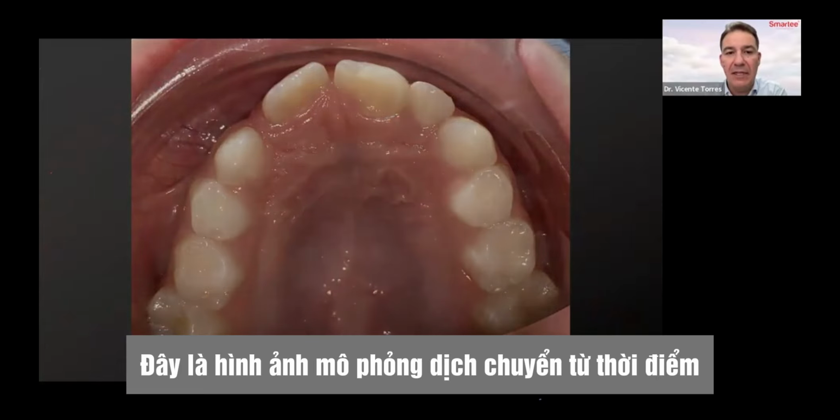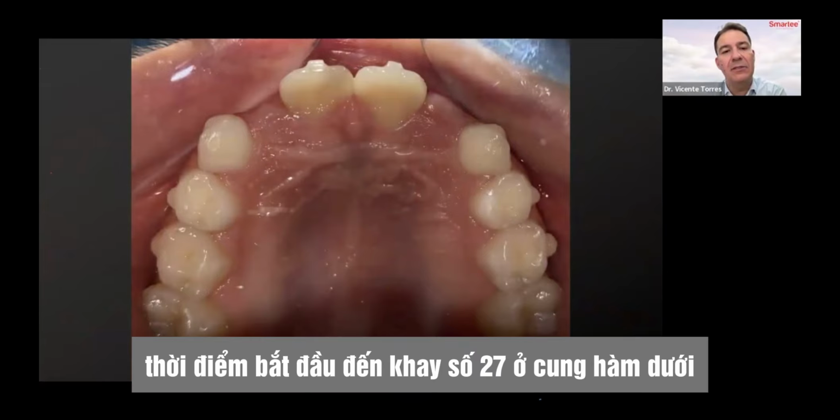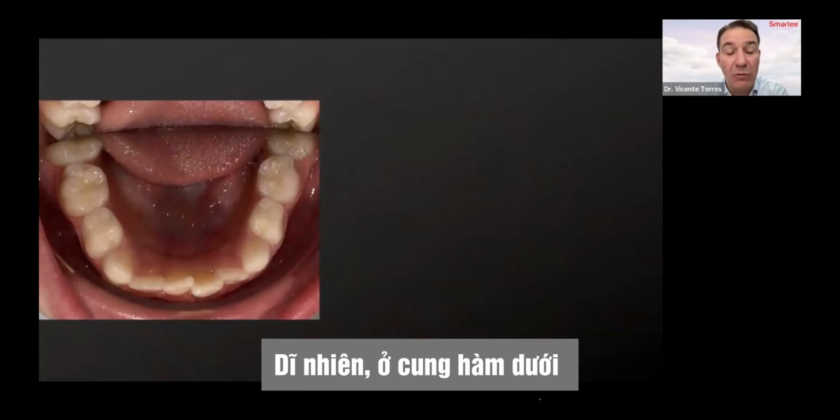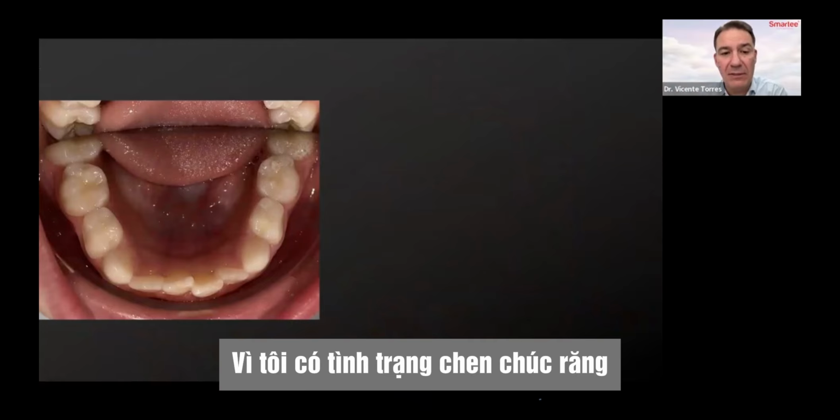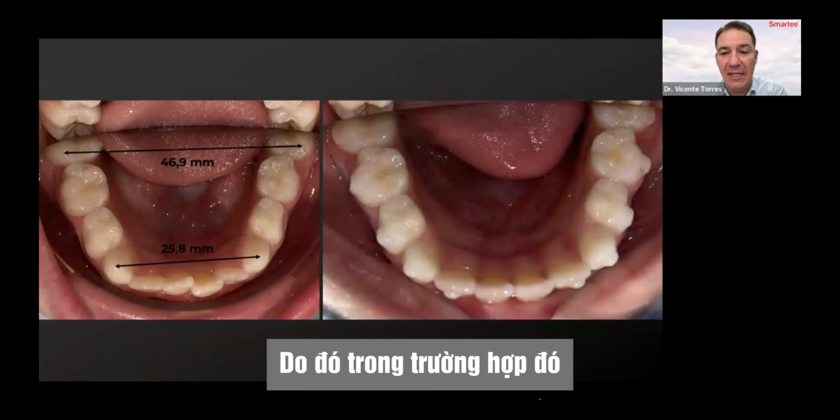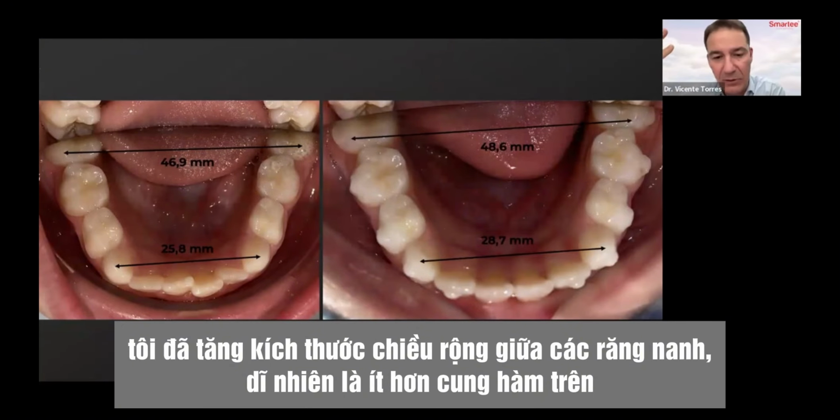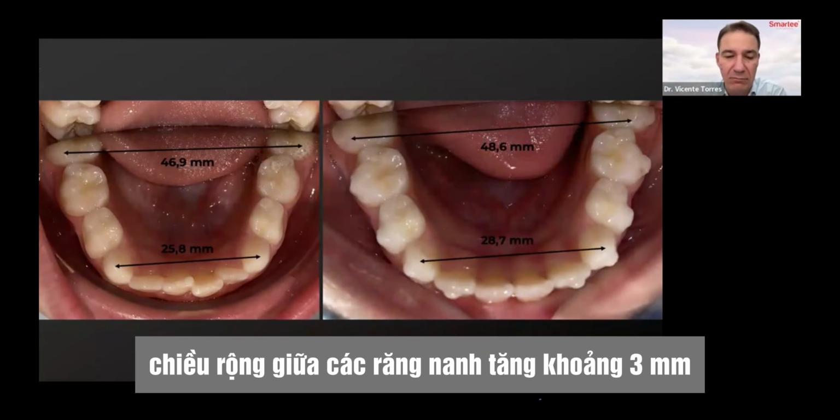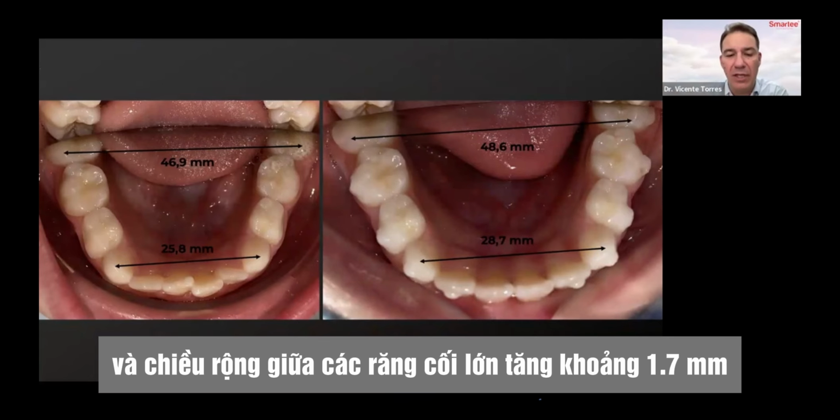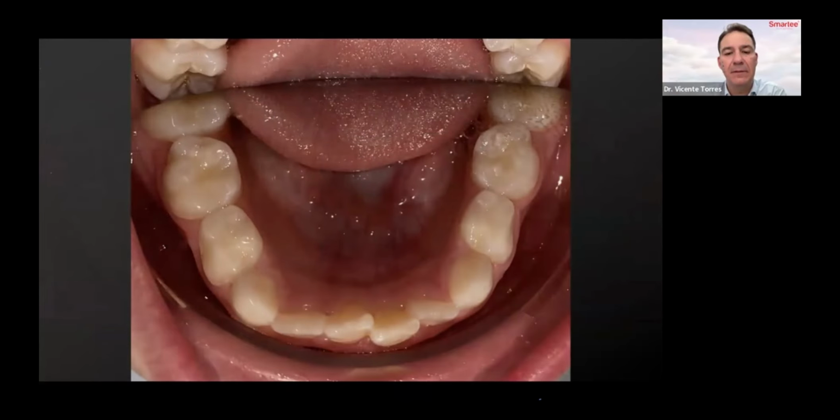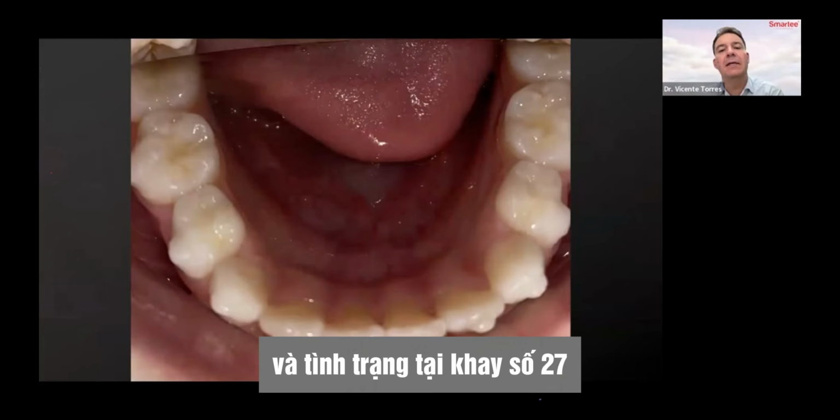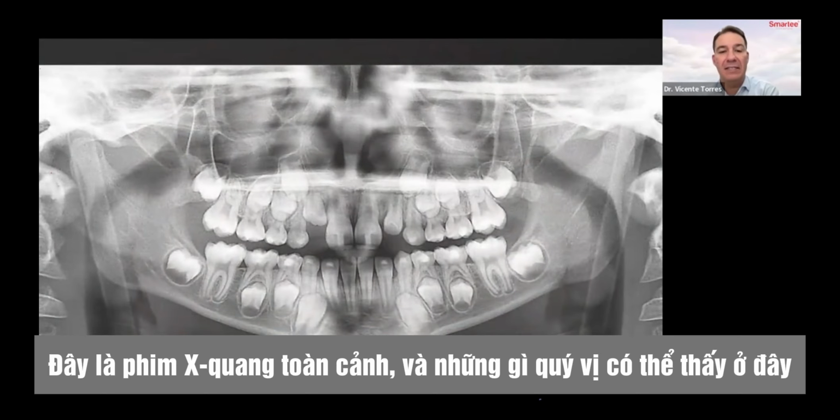And this is the morphing from the beginning to aligner 27. In the lower arch, of course, I need to make expansion as well, because I have crowding. So in that case, I increased the intercanine width, of course less than the upper arch: the intercanine width around 3 millimeters, and the intermolar width around 1.7 millimeters. And this is the change between the beginning and the situation at aligner number 27. This is the orthomorphy.